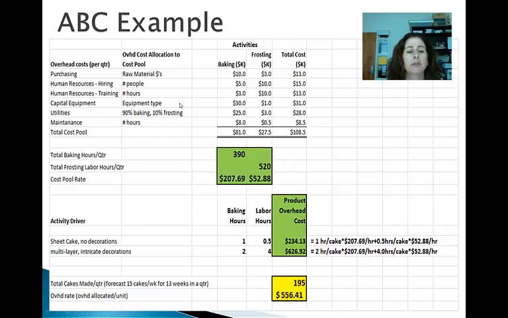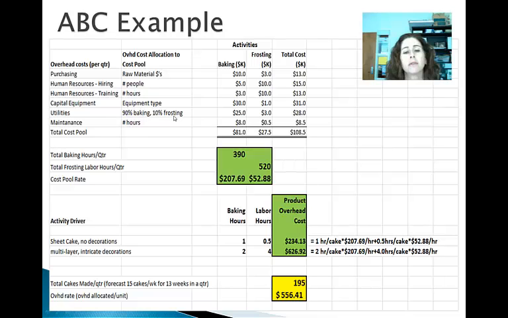And then next we have capital equipment, and here we're going to allocate the cost by equipment type. So if I buy an oven, that goes towards baking. If I buy a mixer or some tool to help make flowers or the decoration better or easier on frosting, then that's going to go in frosting. So that's by equipment type. Where the equipment is used is where the dollars for the equipment will go.